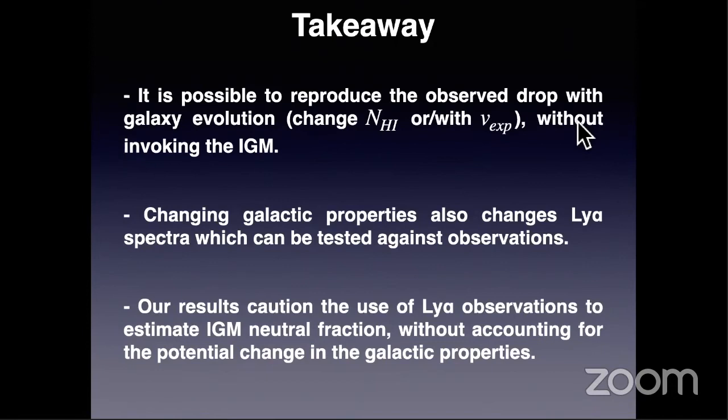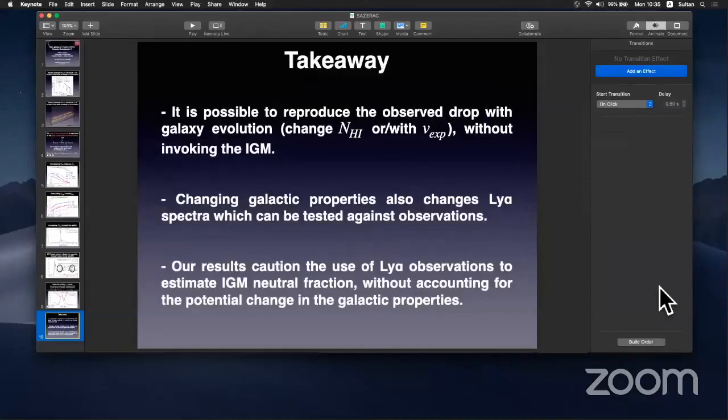Okay, I think time for one more question, this time from Charlotte Mason, who agrees that it's really important to take into account the intrinsic evolution, but do you have a physical interpretation for why these properties would evolve so rapidly during this time period?